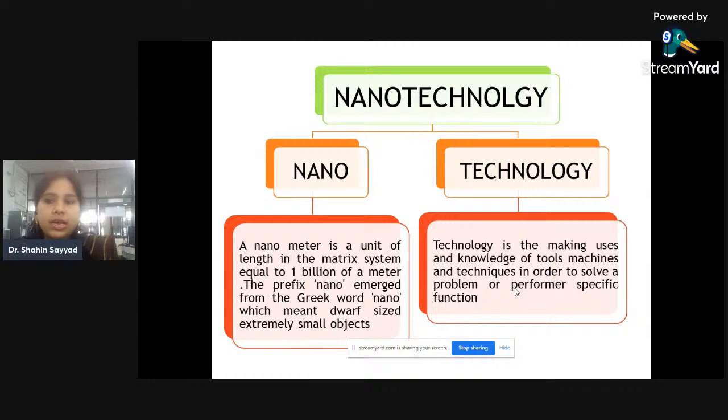So what is nanotechnology? We can combine nano and technology as: nanotechnology is the understanding and control of matter at dimensions of roughly 1 to 100 nanometers. Understanding and controlling matter at a dimension which is roughly 1 to 100 nanometers. Why? Because at that dimension, the material shows novel applications.